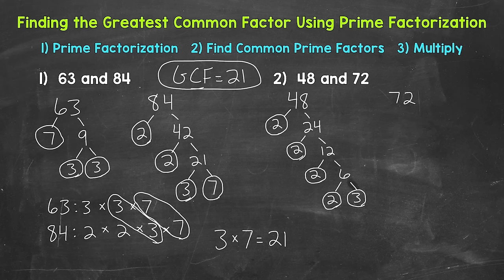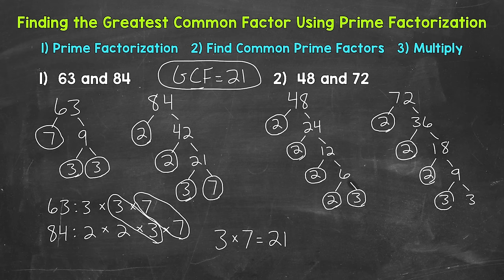Now we need the prime factorization of 72. Let's start with the factors of 2 and 36. 2 times 36 equals 72, so they are factors. 2 is prime, so we are done here. 36, we can break down. 2 times 18 equals 36, so 2 and 18 are factors. 2 is prime, so we are done there. 18, we can break down. 2 times 9 equals 18, so 2 and 9 are factors. 2 is prime, so we are done there, but we can break 9 down further. 3 times 3 equals 9, so 3 is a factor of 9. 3 is prime, so we are done there and there. And we are done with the prime factorization of 72. We can't break that down any further.